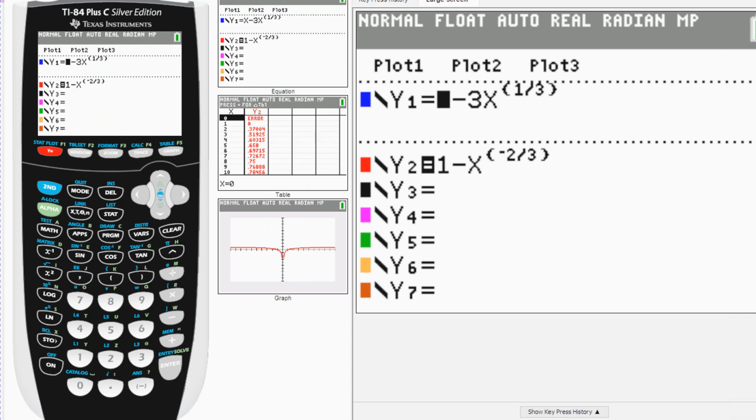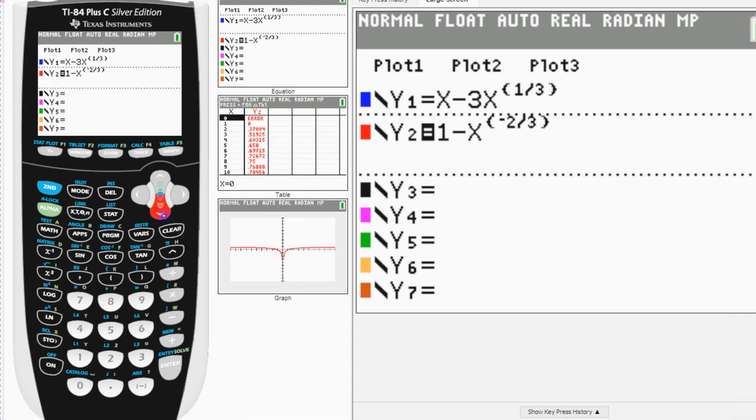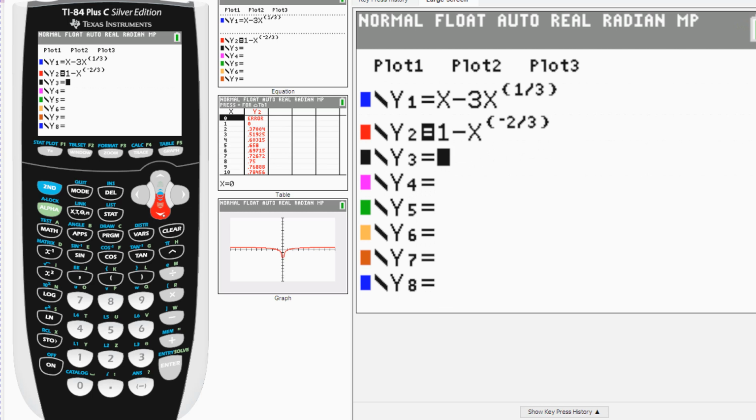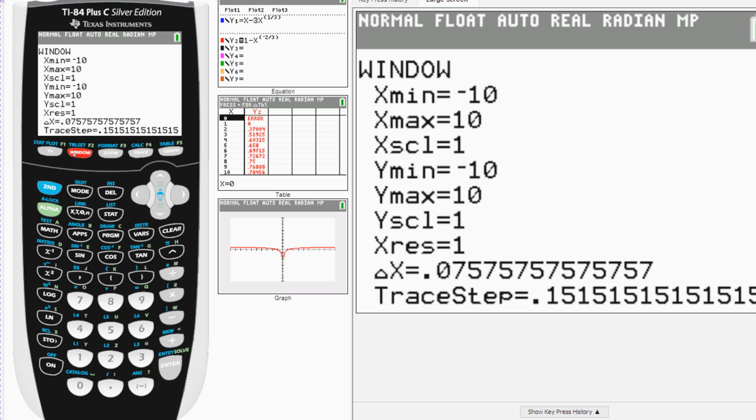I actually have both the original function and the derivative typed in. Where you'll see my y2, I've already got highlighted. There's my derivative: 1 minus x raised to, in parentheses, the negative 2/3. I'm going to make sure my window is a standard window. I'm going to start with a standard window, and it is. So I'm good to go, and I'm going to hit graph.